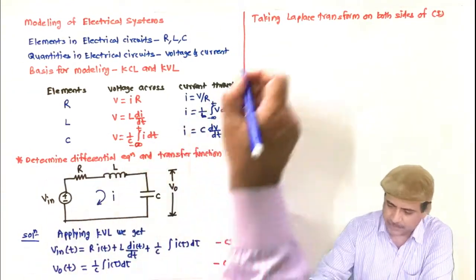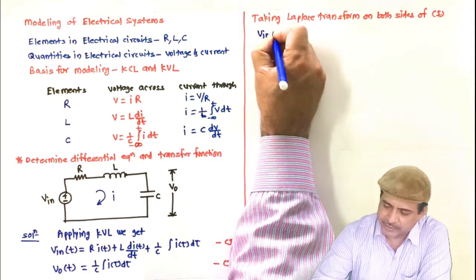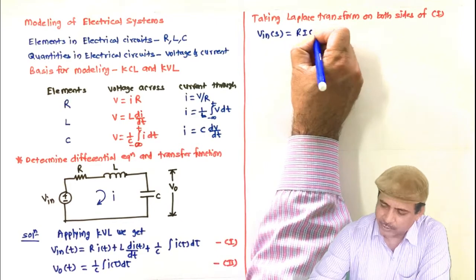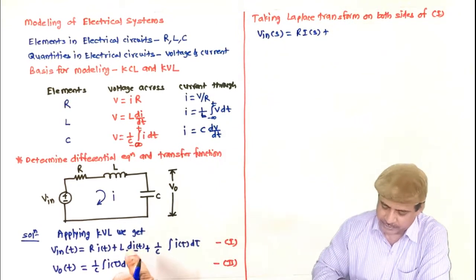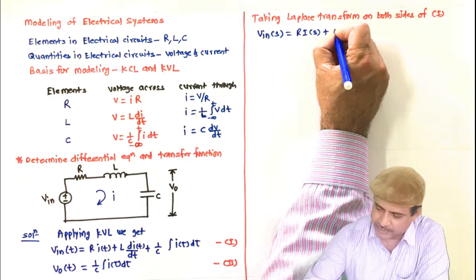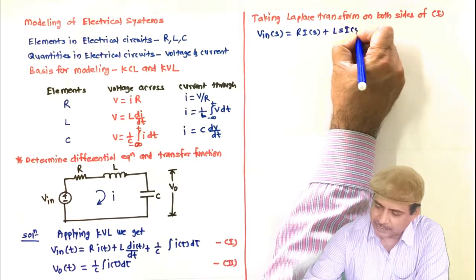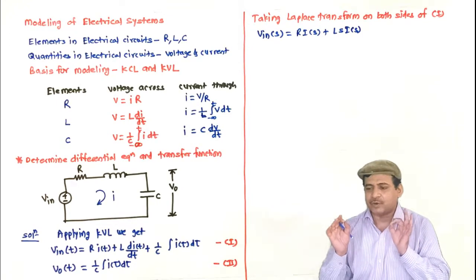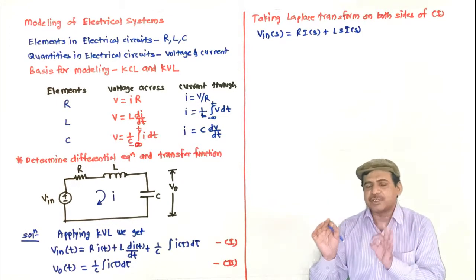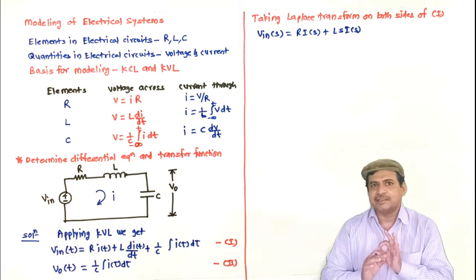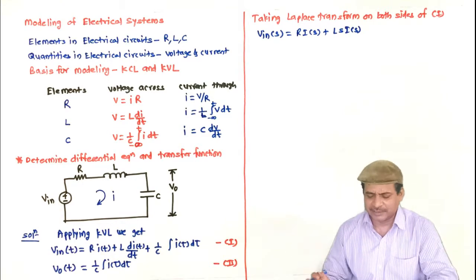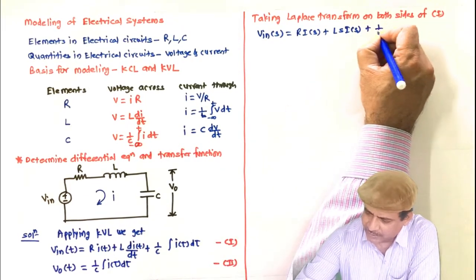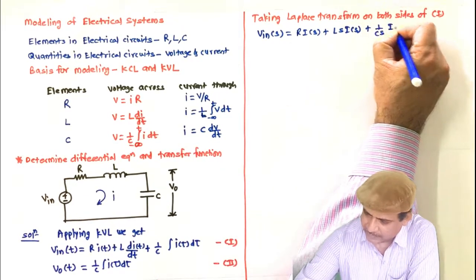We get Laplace of V in of t is V in of s. This will be equal to R into I of s plus, for this it is a di by dt, so it will be Ls I of s minus I of 0 term will be there, but while taking transfer function, initial conditions are 0, so let us directly neglect the initial conditions. And same way here, it will be 1 by Cs I of s.